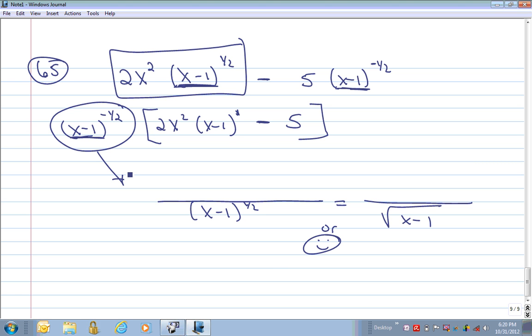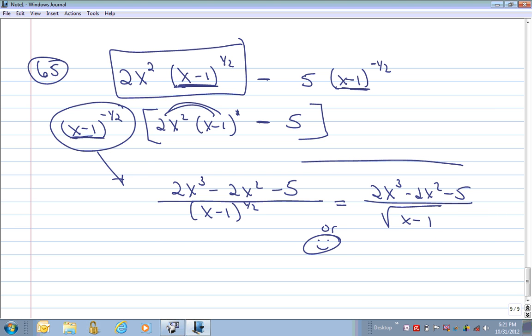All right, up at the top, though, we're going to distribute. Since this is a 1, we don't really need to do anything with x minus 1, but we can distribute. 2x squared times x would be 2x cubed. And 2x squared times negative 1 is a negative 2x squared. And then we would have minus 5. We could just leave it like that. So you could leave it like this, or you could write it as 2x cubed minus 2x squared minus 5 with the square root in the bottom. Either one. I'll take it either way.